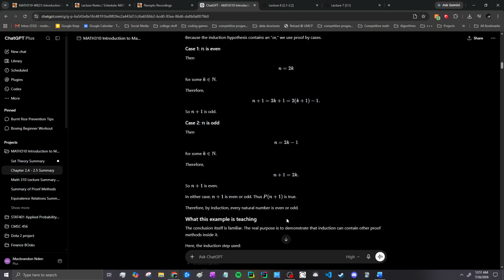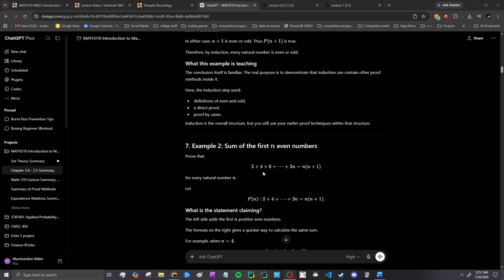Now step 2, we have to use induction. Wait, hold on. So case 2, n is odd. So if n is odd, that means 2k plus 1 or minus 1? Why minus 1 though? That's plus 1. But here she used minus 1 as well, so it doesn't really matter.